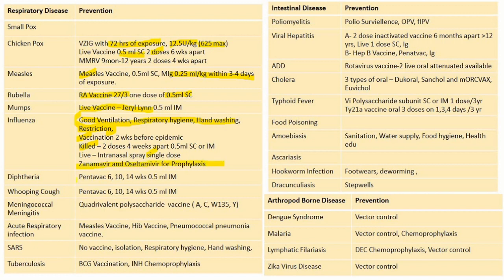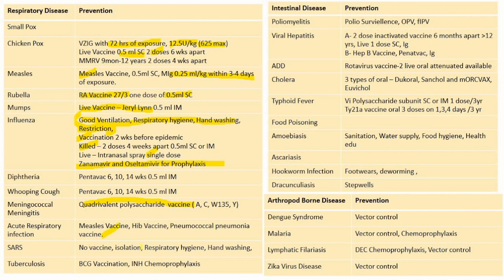Diphtheria, along with Pentavac, 6, 10, 14 weeks, 0.5 ml IM, is in the National Immunization Schedule. Whooping cough also is present within Pentavac. Meningococcal meningitis, there is a quadrivalent polysaccharide vaccine containing A, C, W135, Y subtypes. Measles vaccine, Hib vaccine, pneumococcal pneumonia vaccine for ARI. SARS, there is no vaccine.